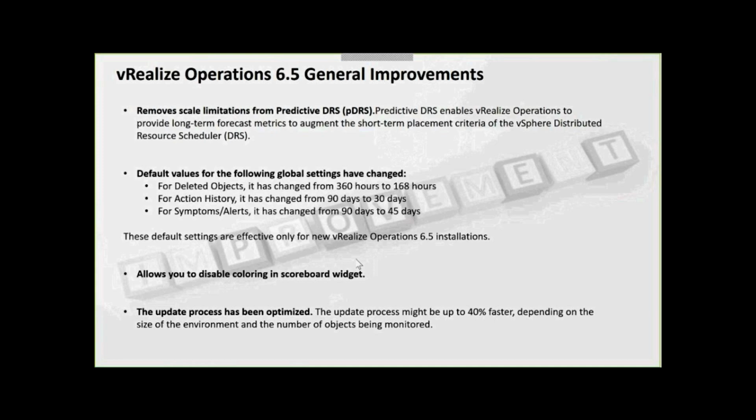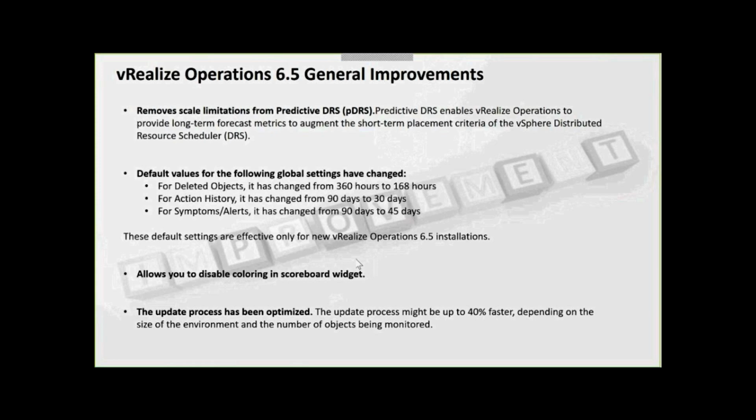The big one for me, being a dashboard guy, is allowing you to disable coloring in a scoreboard widget. Now, if you've used the scoreboard widget, you know that you have to use either a red, a yellow, or a green color to depict a number. However, it does not make sense when you're trying to show things like inventory, such as number of hosts or number of clusters, because that color doesn't really matter or becomes irrelevant. And that has been taken care of with this particular release. So we'll talk about the scoreboard widget, and I'll show you what I'm really talking about as we go through the deck.